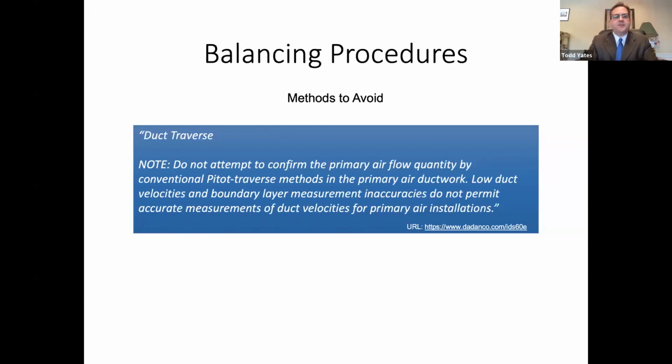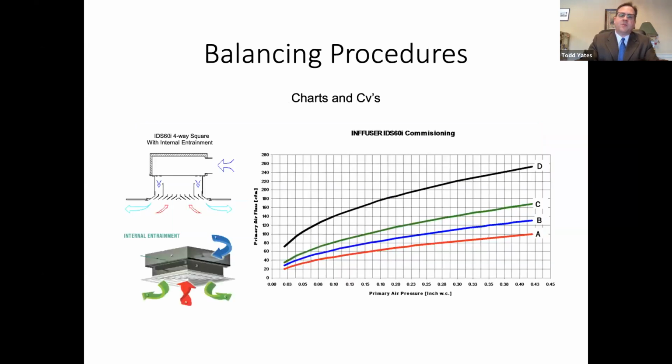So the second method they tell you to avoid is a duct traverse. They explain that due to low flow, pitot tube traverses don't work well. Low velocities and boundary layer measurements cause inaccuracies that prevent this from being useful. We did read that, we did see it, and at the end we understood better why that came to be. But let's walk through a few more items here and understand how these devices work and how to balance them.